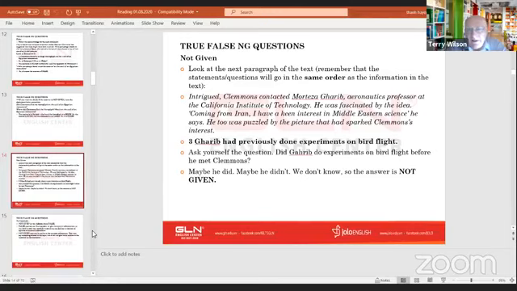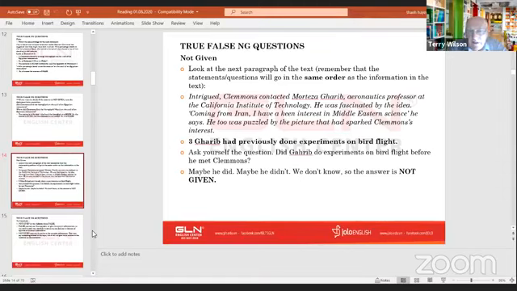Intrigued, Clemens contacted Morteza Gharib, aeronautics professor at the California Institute of Technology. He was fascinated by the idea. "Coming from Iran, I'd been interested in Middle Eastern science," he says. He too was puzzled by the picture that had sparked Clemens' interest. So, statement number 3.